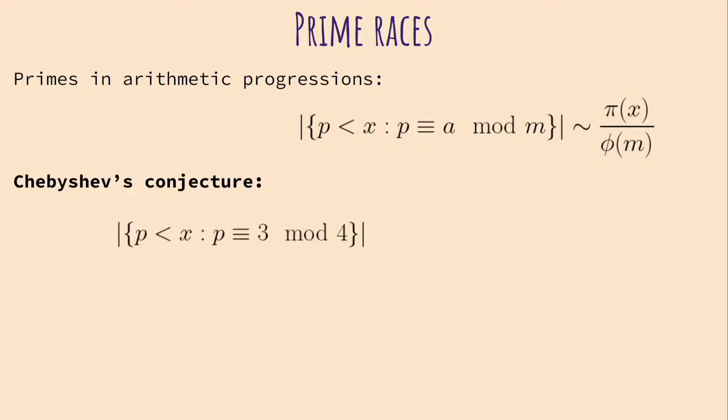So in other words, let's look at an example. If I look at 1 modulo 4 and 3 modulo 4, we expect asymptotically both the classes to have exactly the same number of primes. But when we try to actually count the number of primes which are 3 mod 4 and which are 1 mod 4, we notice that the number of primes in 3 mod 4 is always greater than the number of primes which are 1 mod 4. So this is what is called Chebyshev bias.